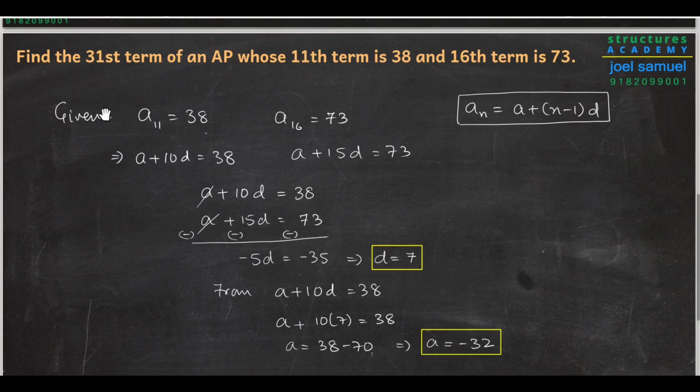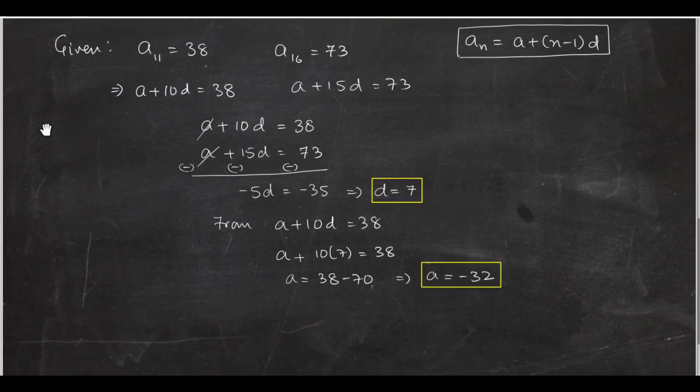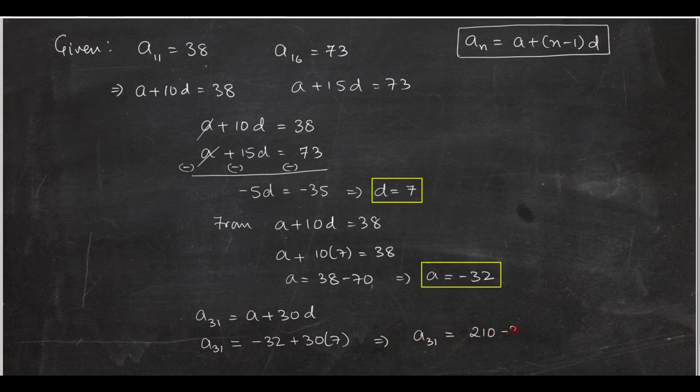So we have the common difference is 7 and the first term of the AP as minus 32. We have been asked to find out the 31st term of the arithmetic progression. So therefore, the 31st term, which is given by a plus 30d, would become negative 32 plus 30 times 7, which would mean a31 is equal to 210 minus 32. Therefore, the 31st term would be 178, and that is the final answer.